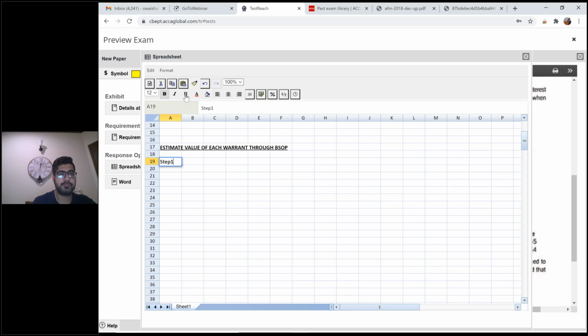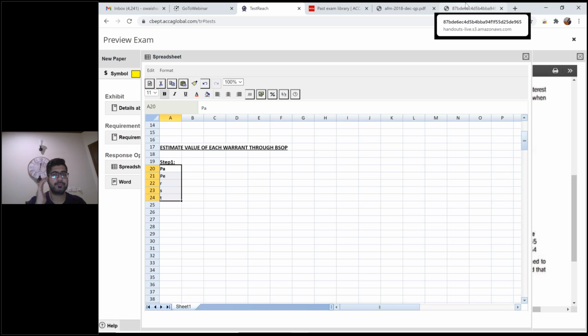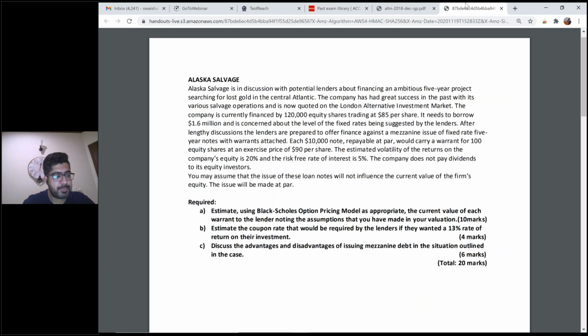Step 1. I told you to find PA, PE, R, S, and T. This is the first step: PA, PE, R, S, T. Now I'm giving you a minute, open the question in front of you and highlight what is the PA, PE, R, S, and T. Just highlight.